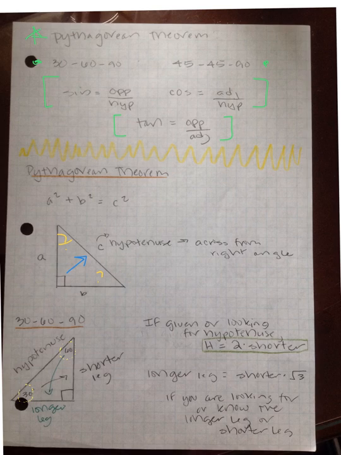So how do you figure out which formulas to use? If you are given or looking for the hypotenuse, you're going to use this formula. H equals 2 times the shorter leg. If you are looking for or know the longer or the shorter leg, if you're just dealing with the legs in this case and there's no hypotenuse, you're going to use this formula. The longer leg equals the shorter leg times rad 3.